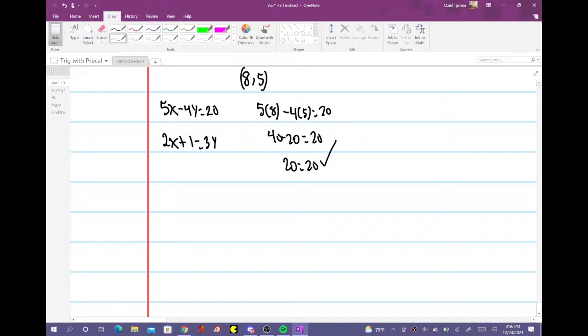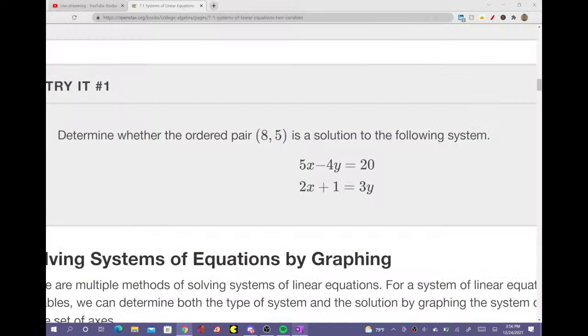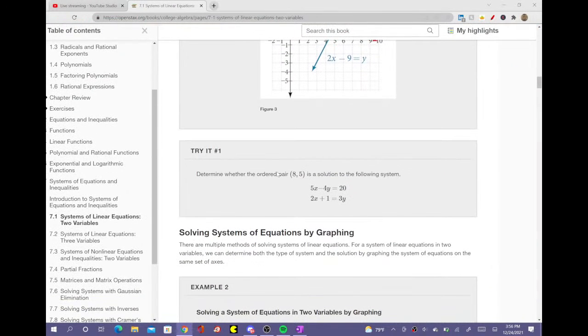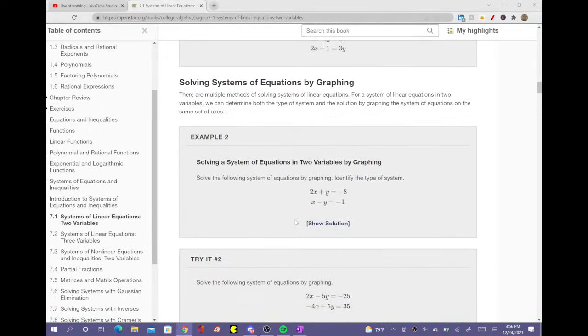What about 2x plus 1 equals 3y? So we're going to do 2 times 8 plus 1 equals 3 times 5. Obviously, it's not a solution because 17 does not equal 15. So 8, 5 cannot work for that one, right?